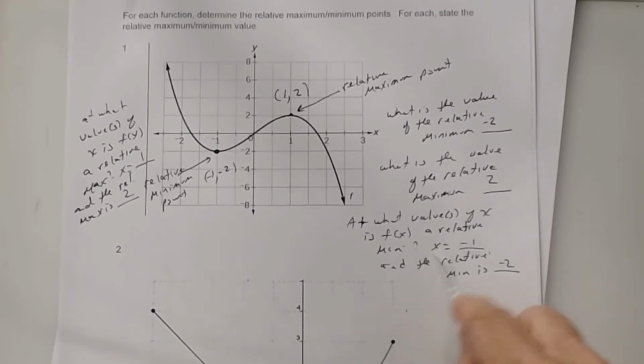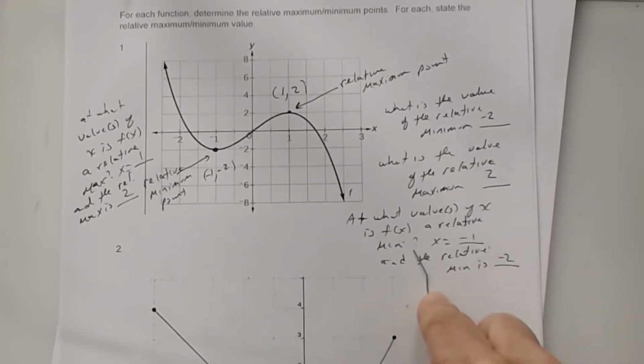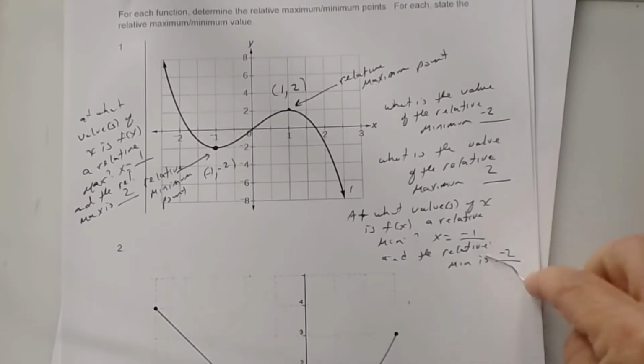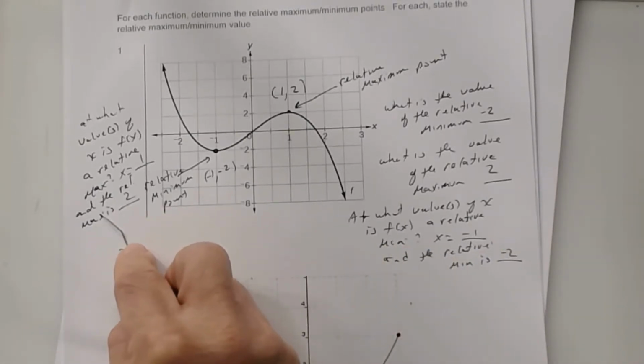Relative, at what value of x is a relative min? And then I'm asking for what is the relative min? So one's the x value, the other's the y value.